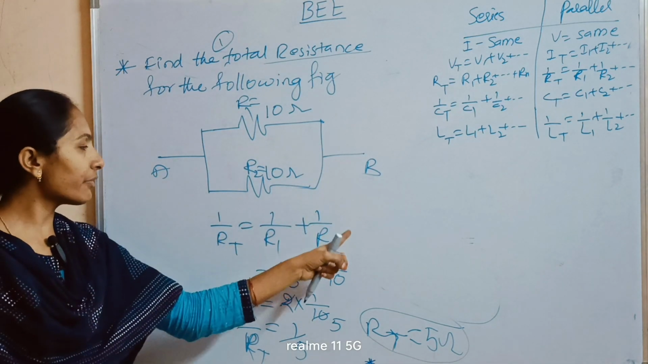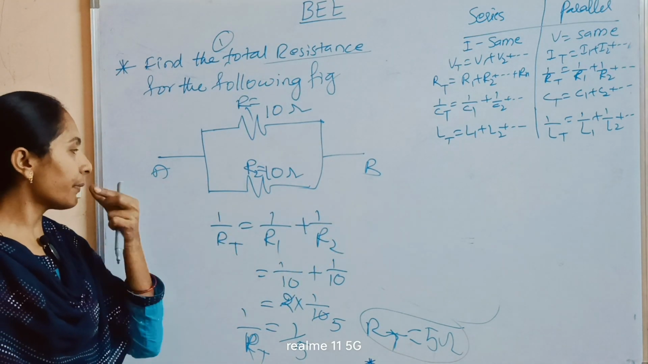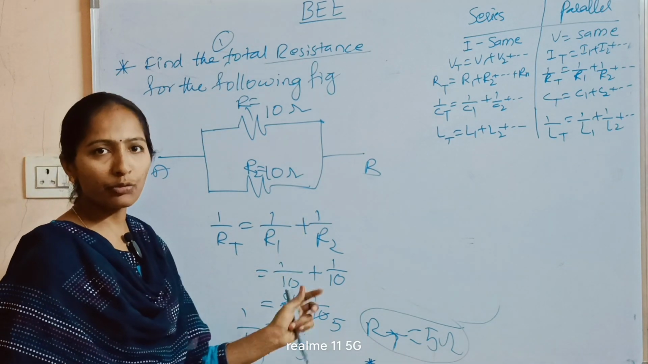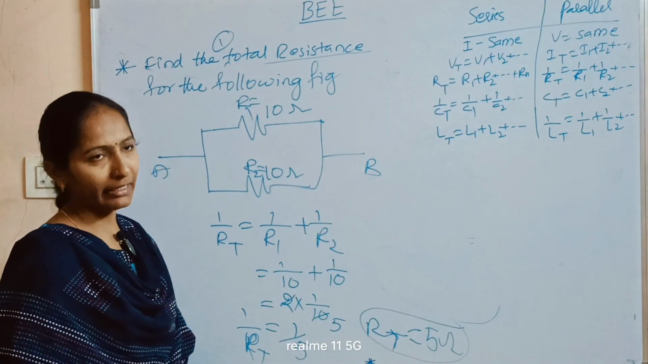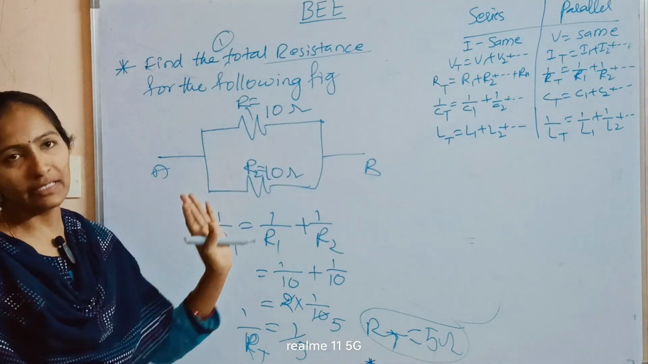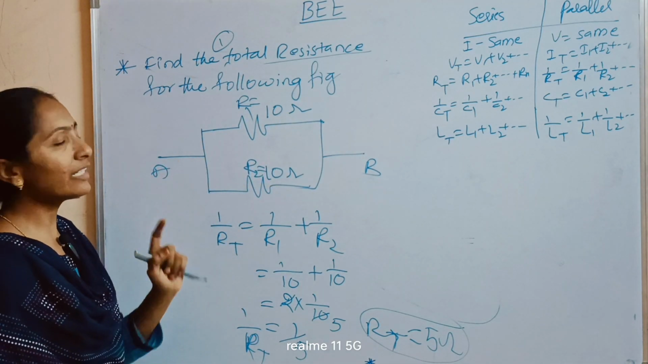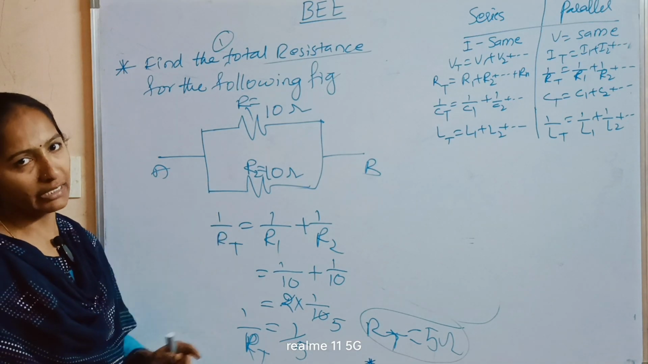So what is the formula for parallel connection? 1 by R total is equal to 1 by R1 plus 1 by R2 plus so on, up to 1 by Rn. Okay, so this is the second one, based on the parallel connection. Now series connection is completed, and parallel combination is completed.